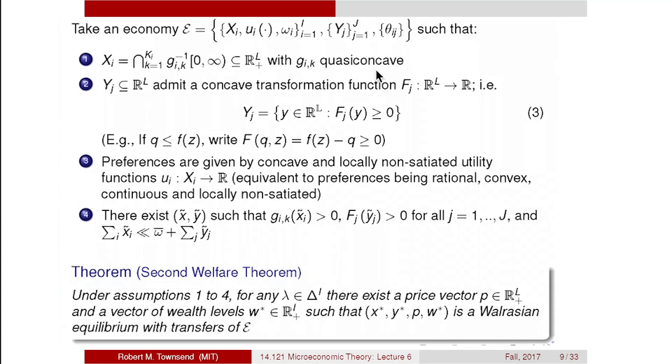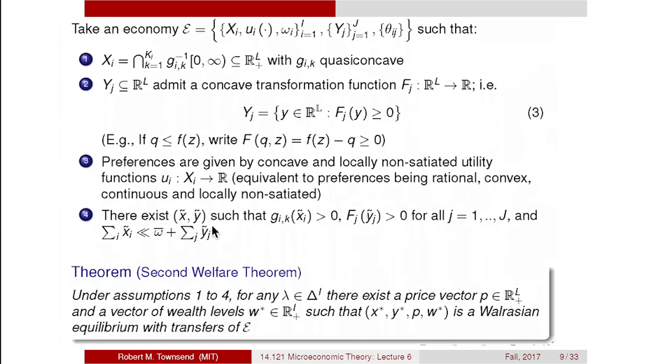Something about consumption sets being represented by quasi-concave, this thing being a concave transformation, preferences, to get down to three, are going to be concave and locally non-satiated. No, locally non-satiated we had before, concave is new, which you know from one of the early lectures is equivalent to preferences being rational, convex, continuous, and non-satiated.